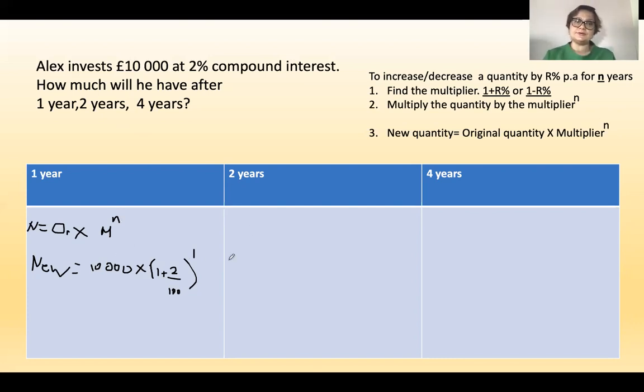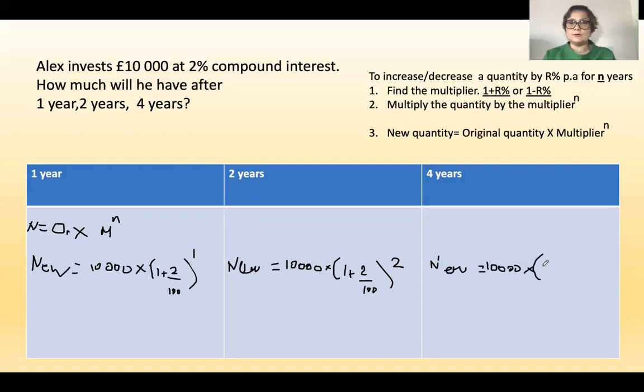Okay, and here, after 2 years, again, we're going to have new. So the formula is the same, new, which means new amount equals 10,000 times, open the bracket, 1 plus 2%. Okay, close the bracket, to the power of 2. And after 4 years, just follow exactly the same routine. New equals 10,000 times 1 plus 2 over 100 to the power of 4. All right, so this is it.